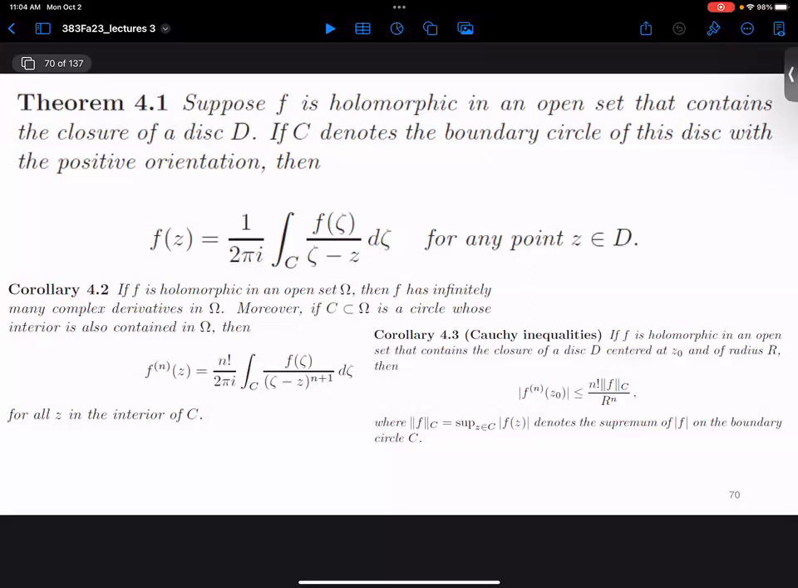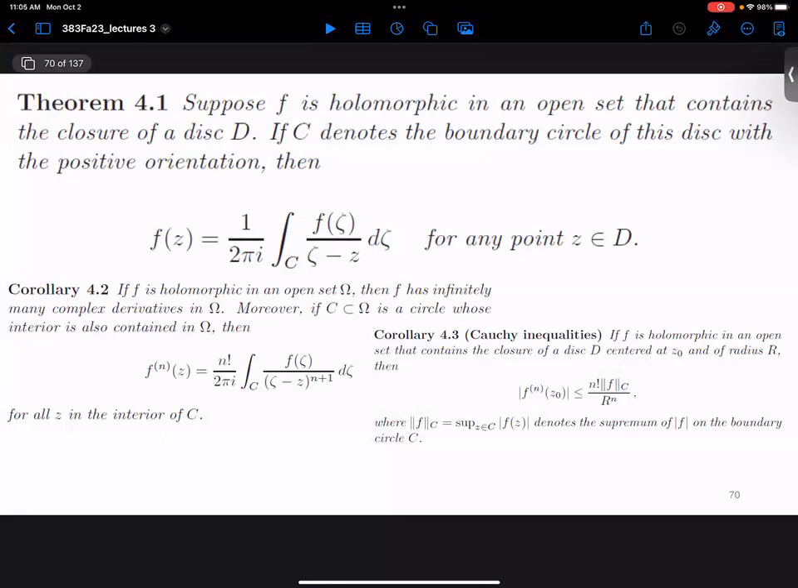So if we have a holomorphic function, once we specify it on the boundary circle, we actually know its values in the interior. Absolutely amazing. It's completely determined by its value in this lower dimensional set. There were a lot of applications of this.